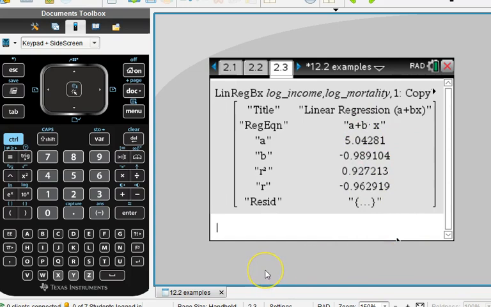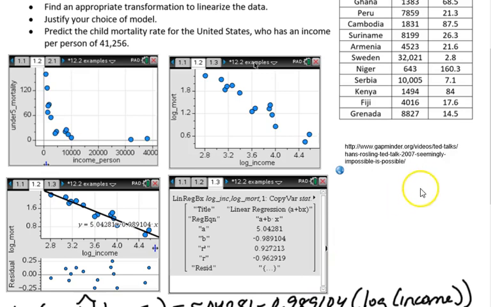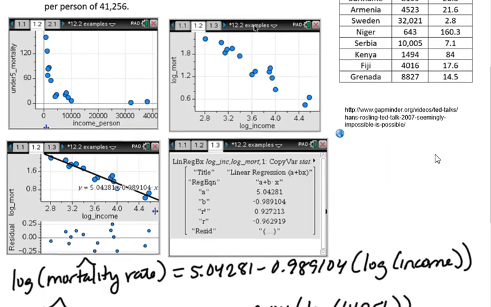Now how do we write this? Because this is not the original data, it's been changed. So how does that affect the way we write the equation? Notice here, when we see our y-intercept, which is the a value, and the slope, which is the b, there's my y-intercept, there's my slope, but this is no longer just x and y, or just mortality rate and income. It is log of mortality rate equals 5.04281 minus 0.989104 times log of income.